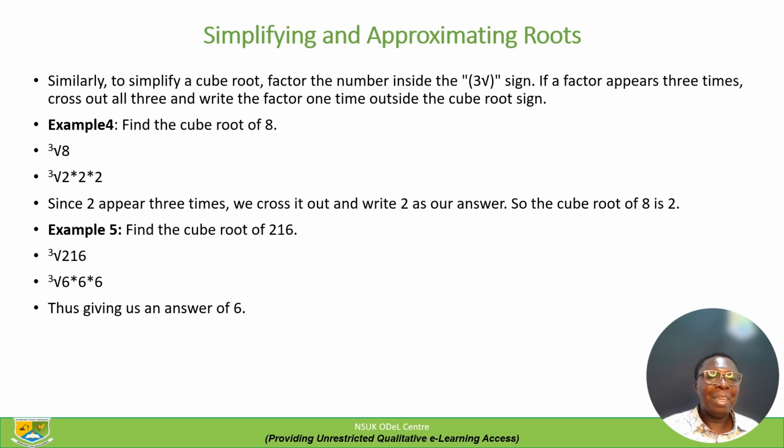Let's take another example. Find the cube root of 216. You have the cube root of 216, and then you say, okay, the cube root of 6 times 6 times 6. When you cross out, it gives us an answer of 6.